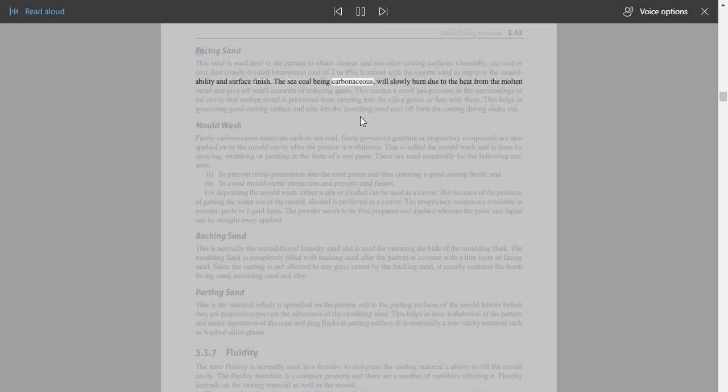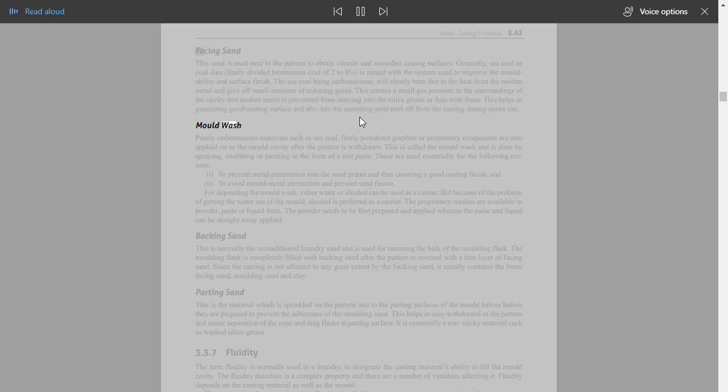The sea coal, being carbonaceous, will slowly burn due to the heat from the molten metal and give off small amounts of reducing gases. This creates a small gas pressure in the surroundings of the cavity so that molten metal is prevented from entering into the silica grains or fusing with them. This helps in generating a good casting surface and also lets the molding sand peel off from the casting during shakeout.